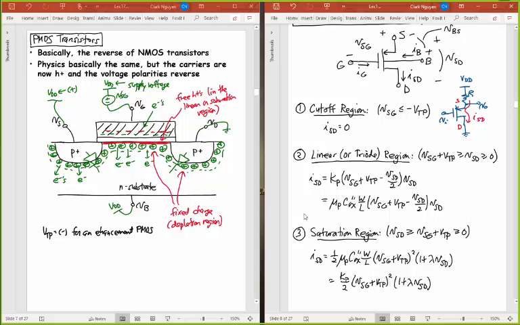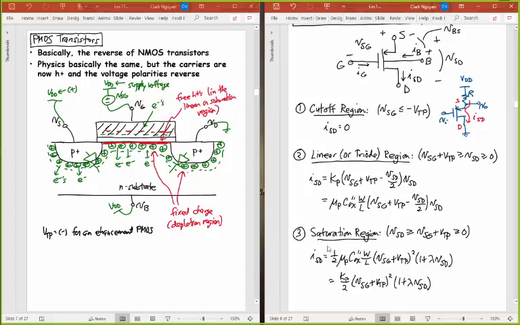This is the kind of thing you have to stare at for a while and compare the equations to get used to this. I guess the best way to really learn to use these equations is to solve problems. And so that's why we're going to give you some homework problems, and a lot of them, that try to get you used to using these equations for both PMOS and NMOS.